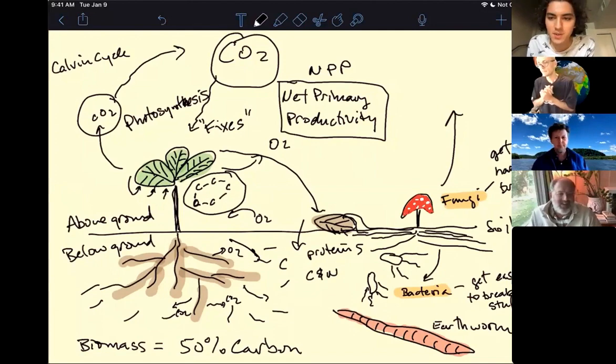So what does all of this have to do with the balance of carbon in the soil versus in the air, and how does that all work? Well, I thought you'd never ask. That is a great question.